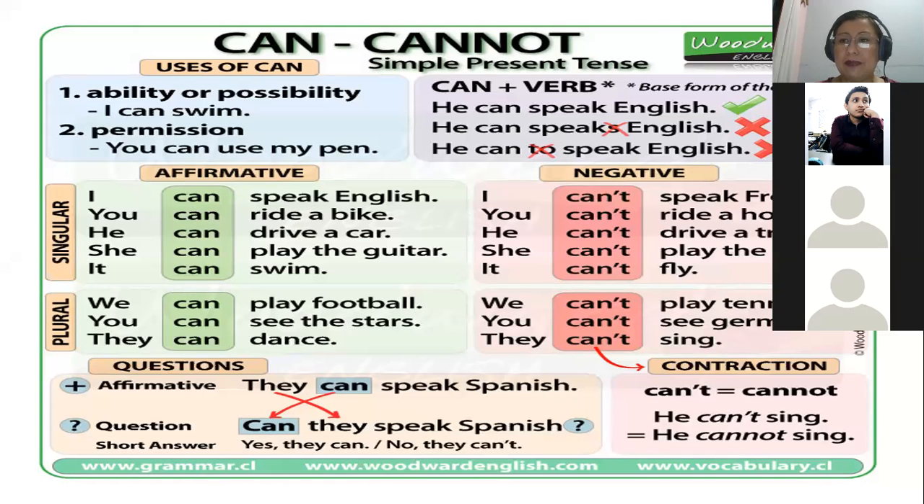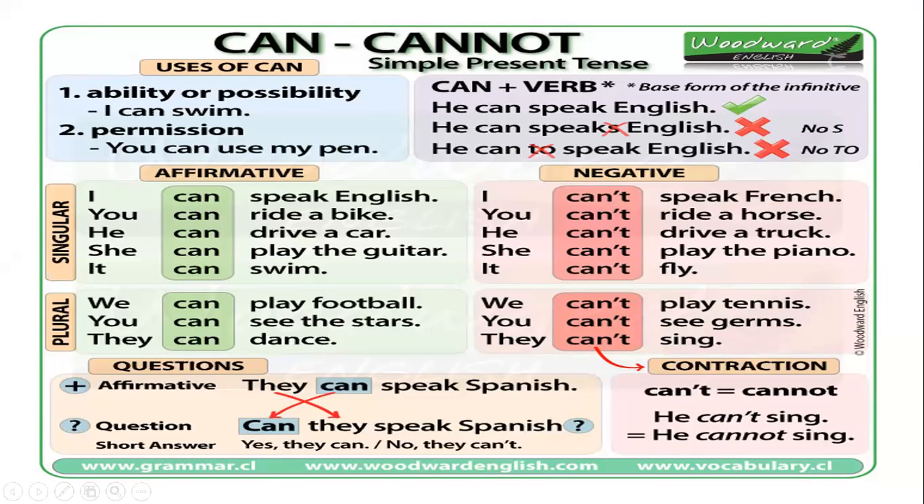So what I have for you is a summary of can and cannot. As I was saying, cannot is very common in British English, but in American English, you say can't. Okay, the uses of can.